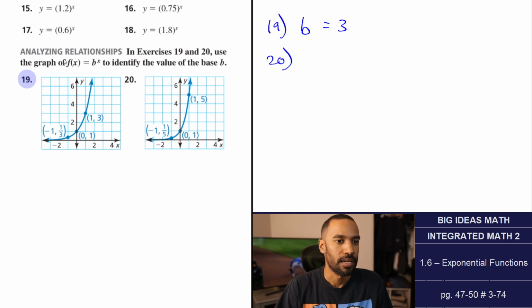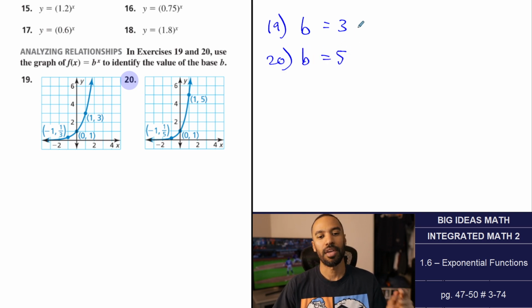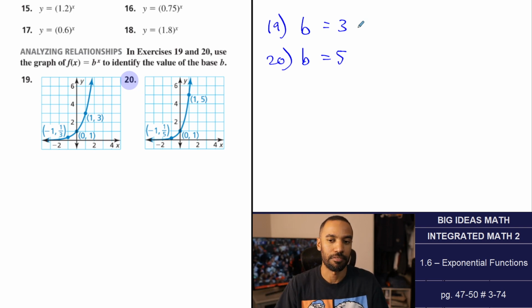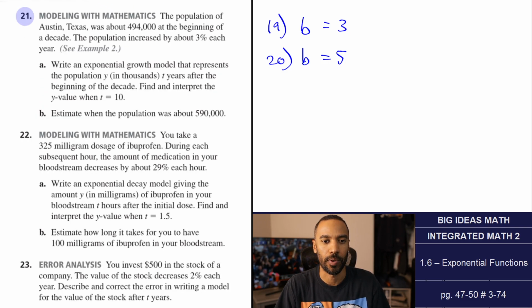And number 20, the value goes from 1 to 5, and the b value is 5. That's what you multiply by. On the other side, it's 1/5. You're dividing by 5, taking a fifth of that. The b value here is 5. Now, if it went in the decay format, then it would be 1/3 and 1/5, but these ones are not. That's just what those are here. So that's 19 and 20.